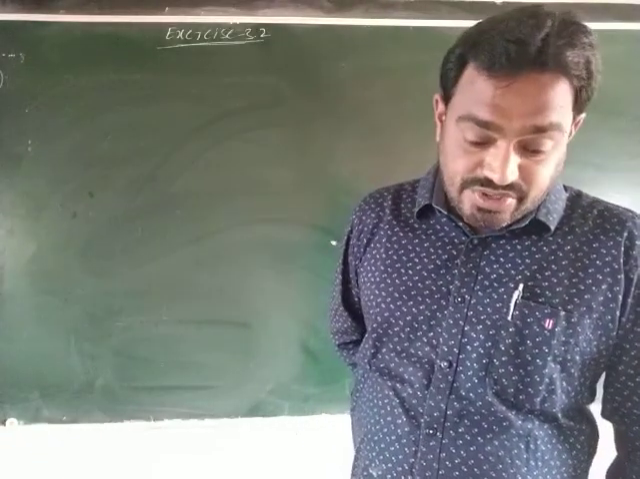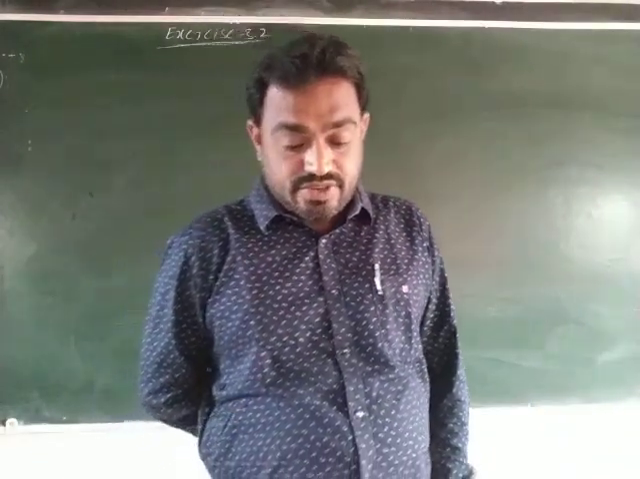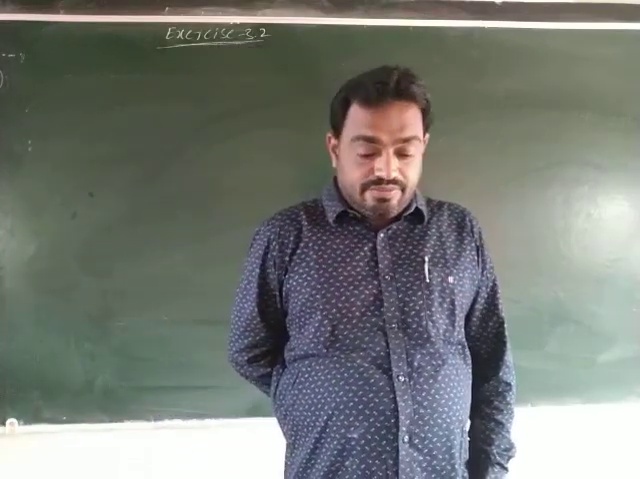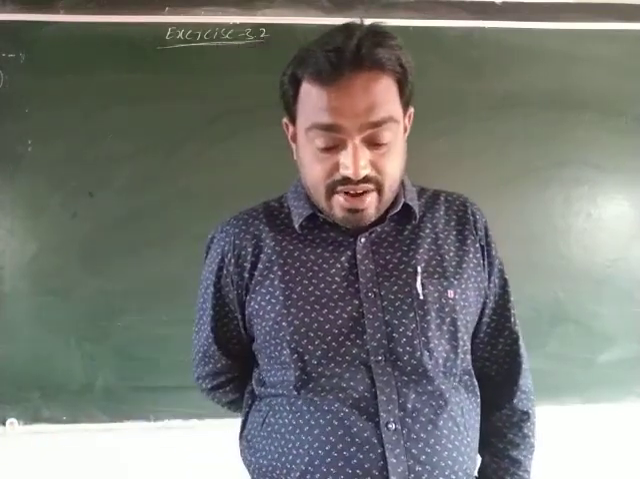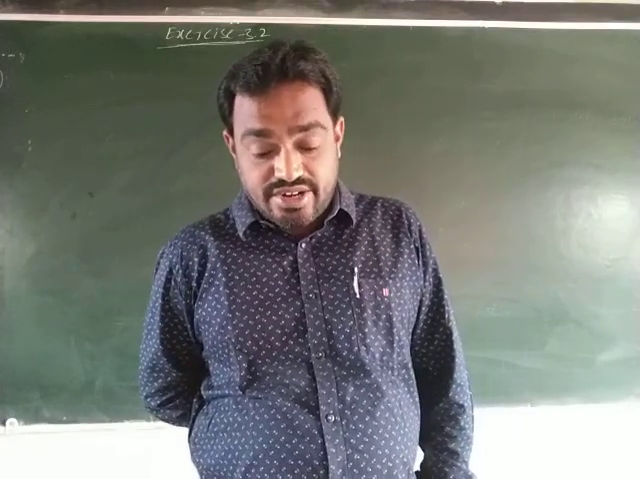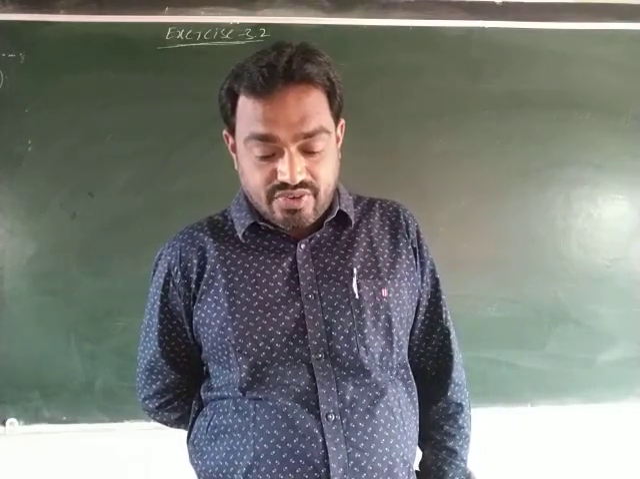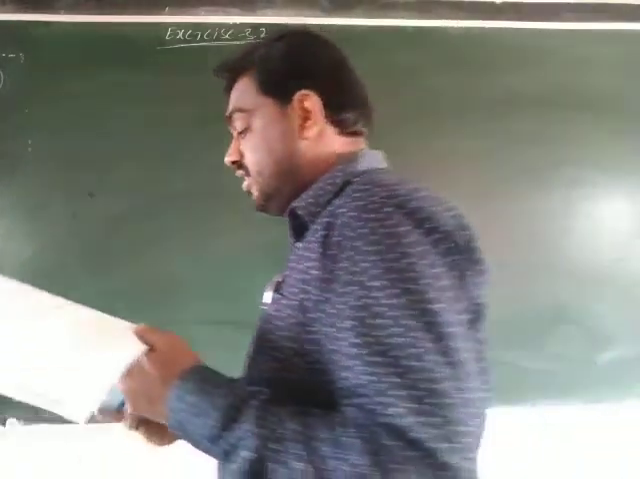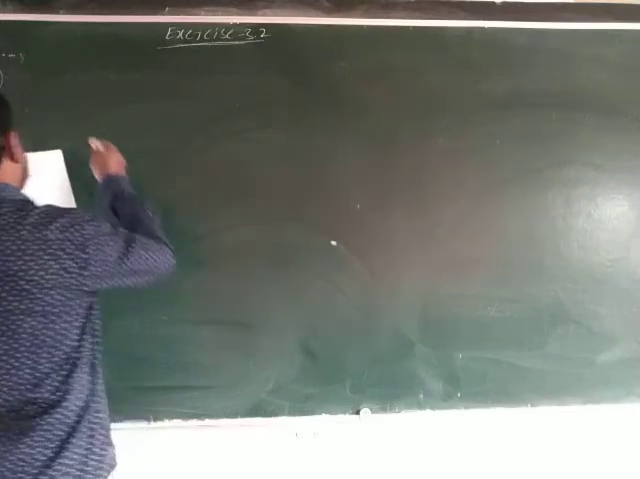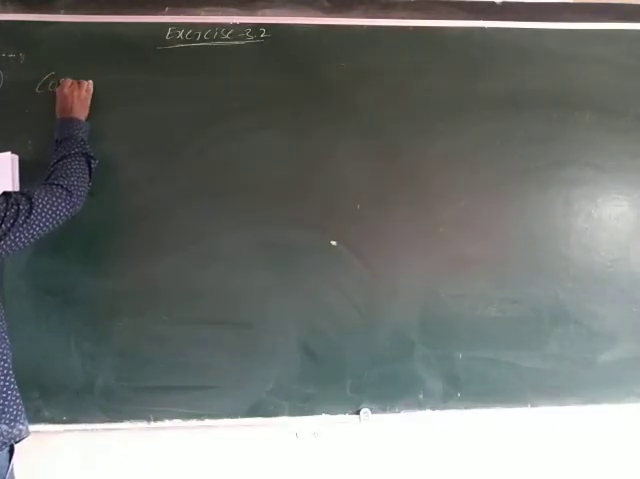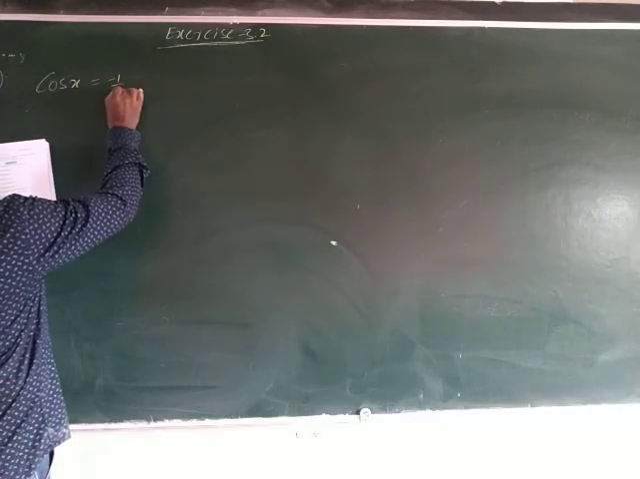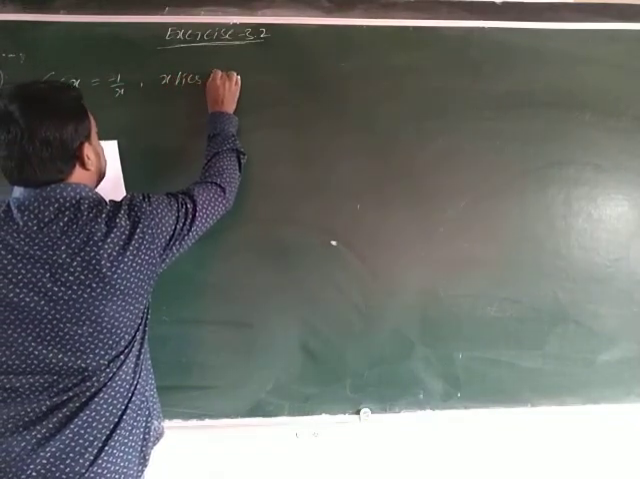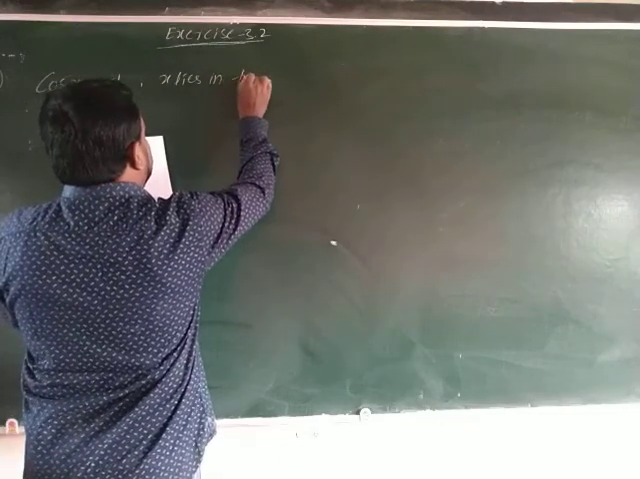First we see trigonometric functions, third chapter, exercise 3.2. Find the values of the other 5 trigonometric functions in exercises 1 to 5. First question, cos x equal to minus 1 by 2, x lies in the third quadrant.